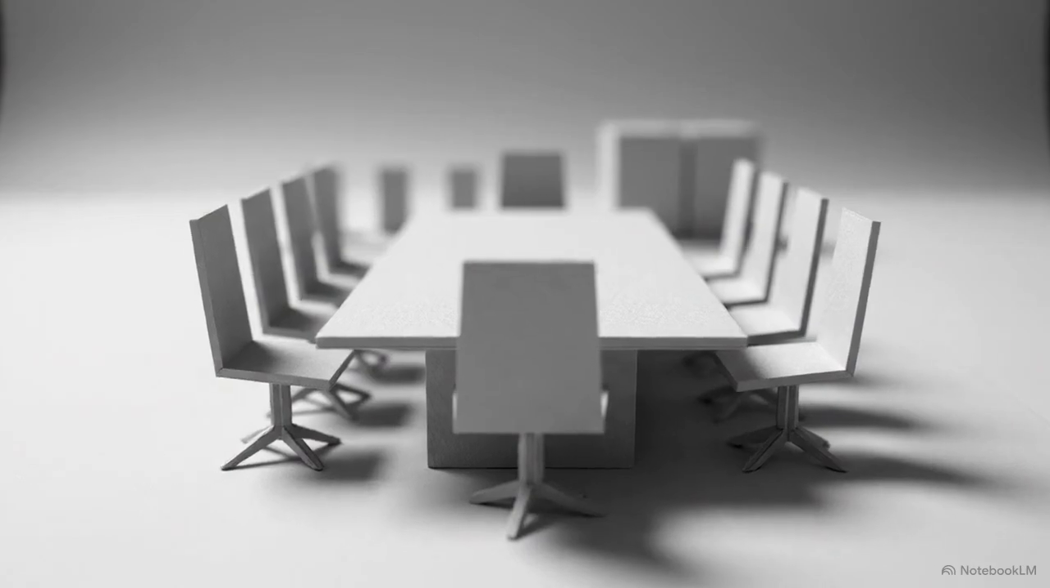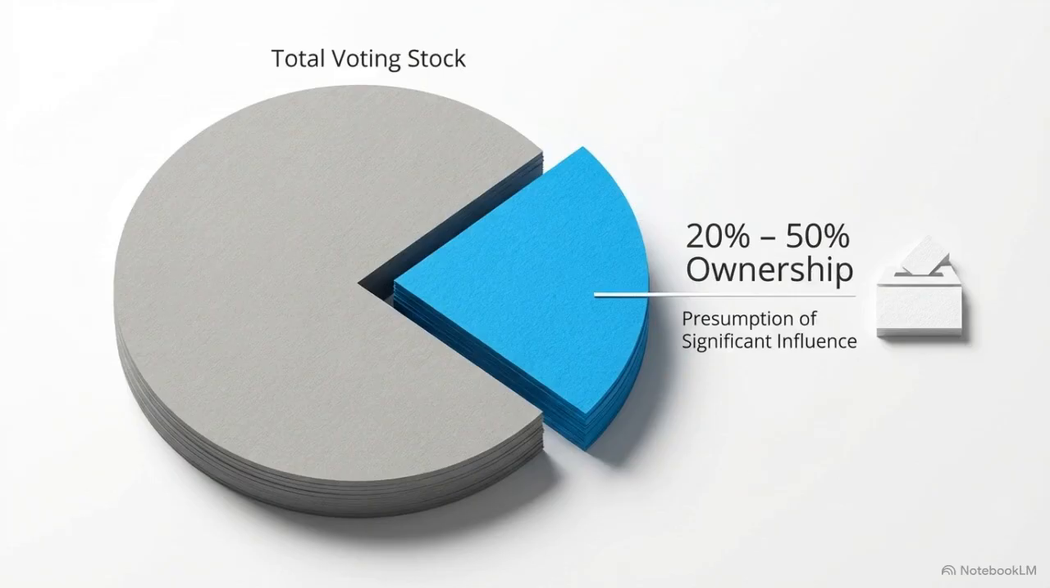How do you account for a piece of another company? Is it a passive ticket held in a vault, or an active extension of operations? Standard accounting texts point to a specific benchmark. Owning between 20 and 50% of a company's voting stock triggers the equity method.